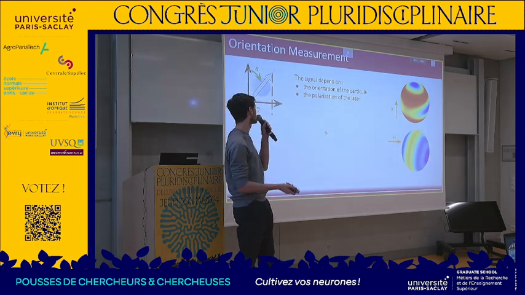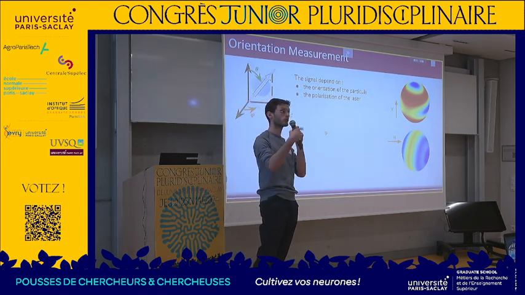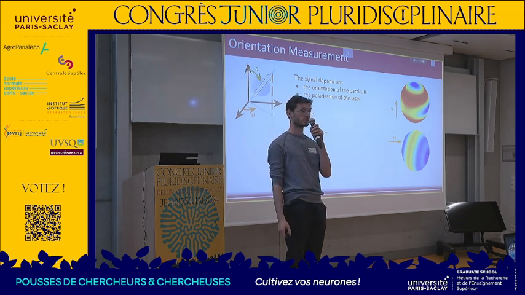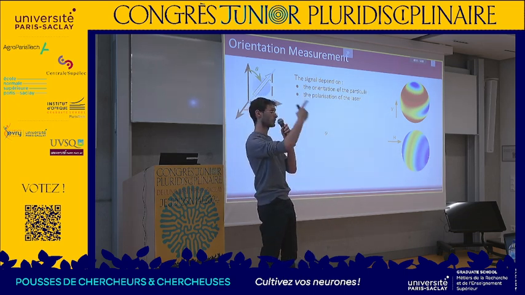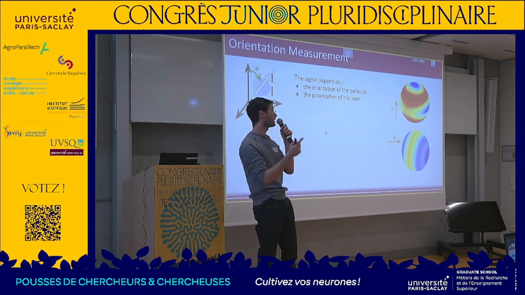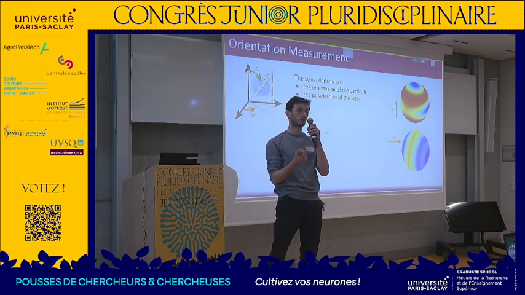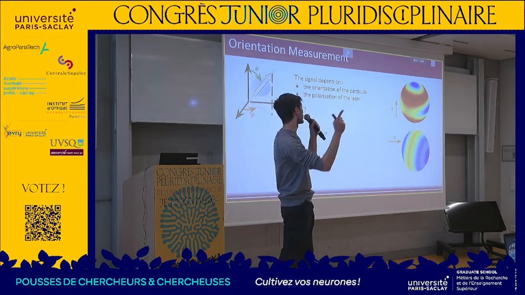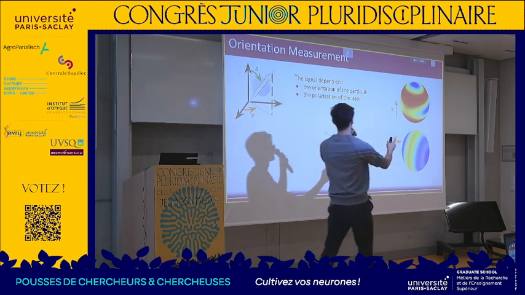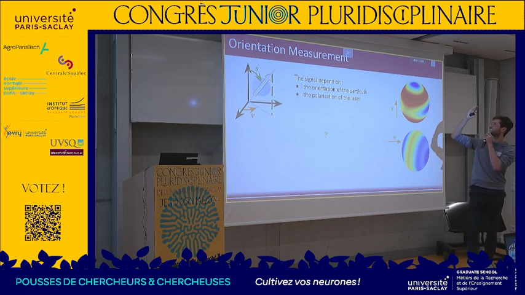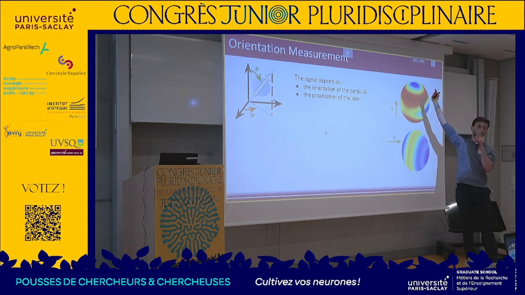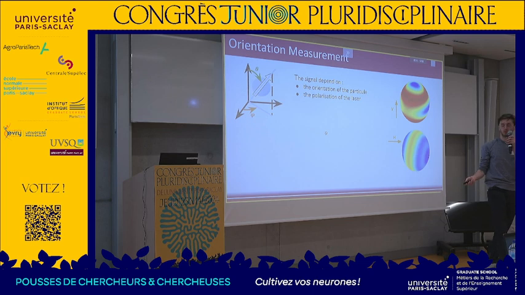Now for the orientation, we take advantage of another property of second harmonic generation, which is that it depends a lot on both the orientation of the crystal of the particle and on the polarization of the light. So here you see, if you have vertical polarization with a 55-degree angle, you have lots of emission. Instead, if you have 0 degree, you have almost nothing.